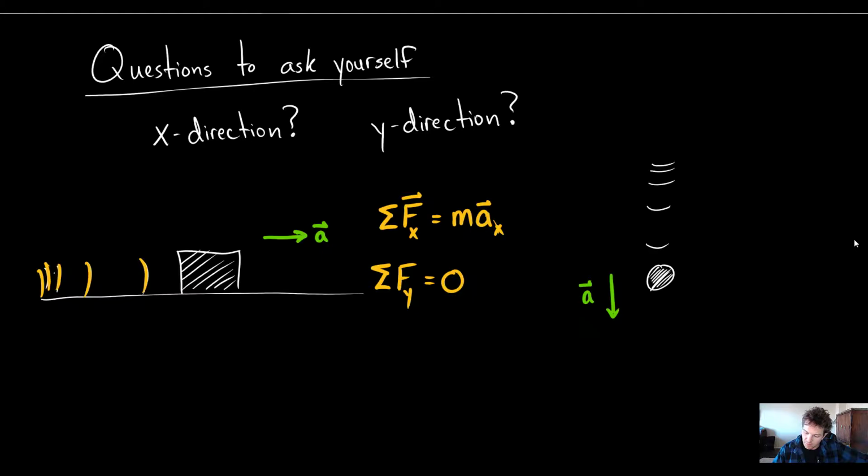Same thing, this ball right here. So now we're looking at the right-hand side. This ball is accelerating downward, right? This would be an object that is in free fall. And so we can do the same thing.